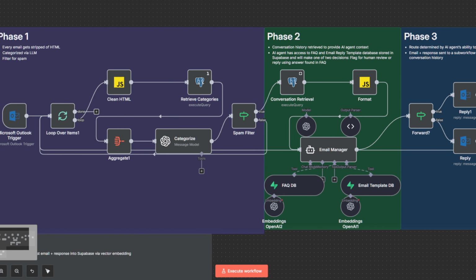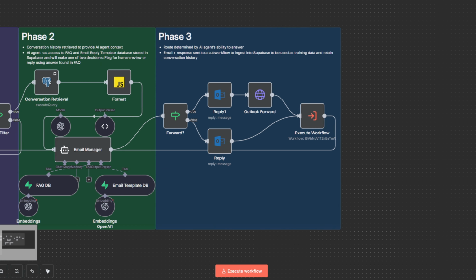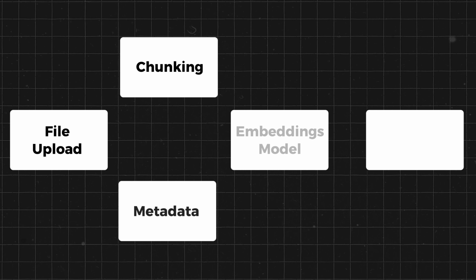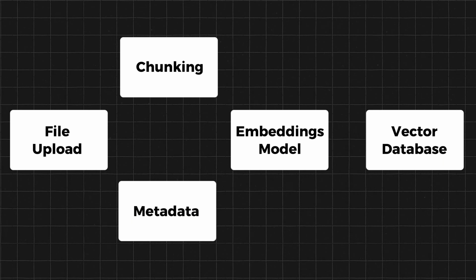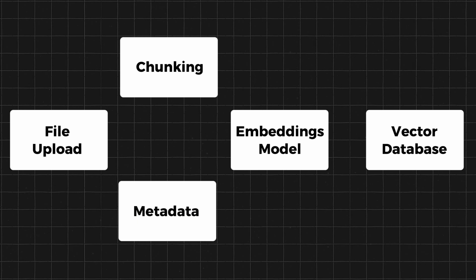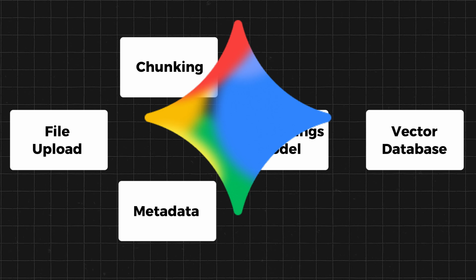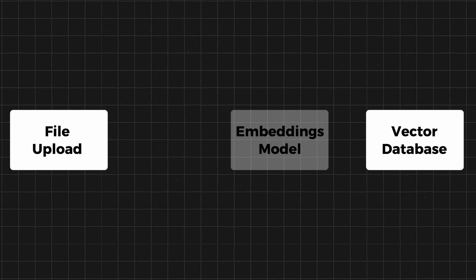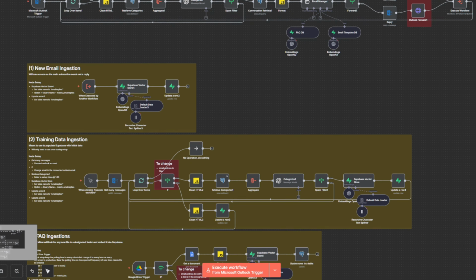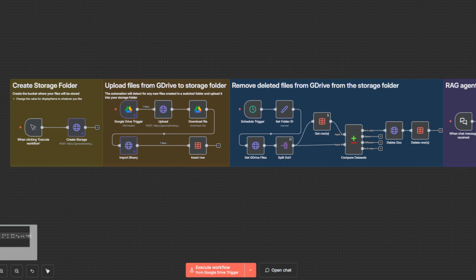Most people waste hours building RAG agents in n8n, but with Google's Gemini File Search, you can now do this in minutes. Unlike a traditional RAG where you have to build a data pipeline to process files, run them through an embeddings model, then ingest everything into a vector database, Gemini File Search basically cuts out most of this process. Now you just upload the file to Google Cloud Storage and it handles everything. Your RAG agent goes from looking like this to something much leaner like this.